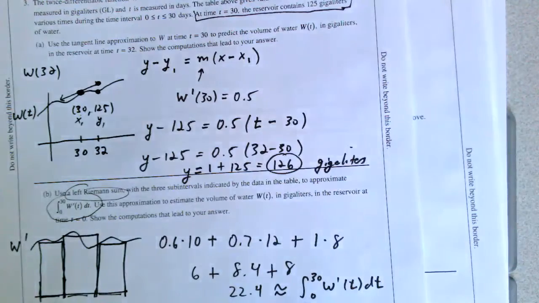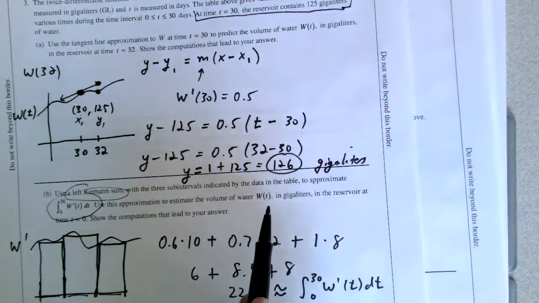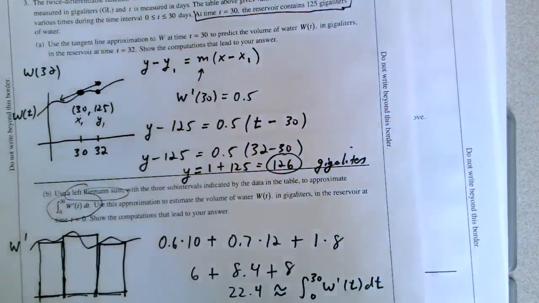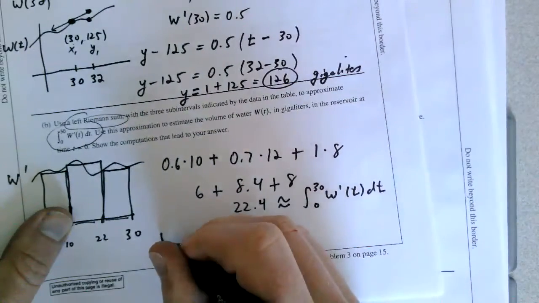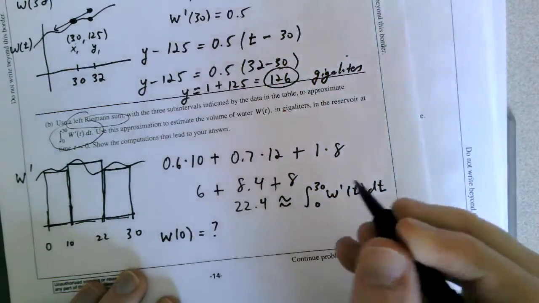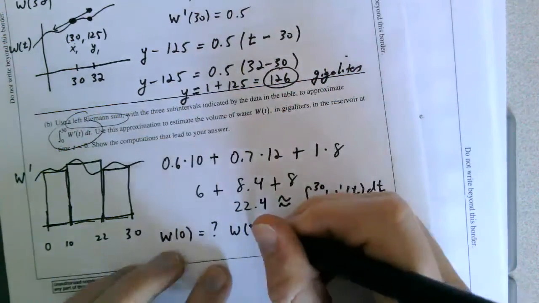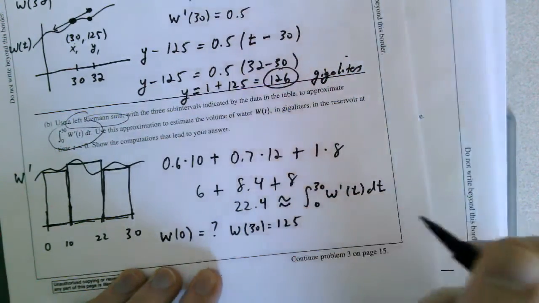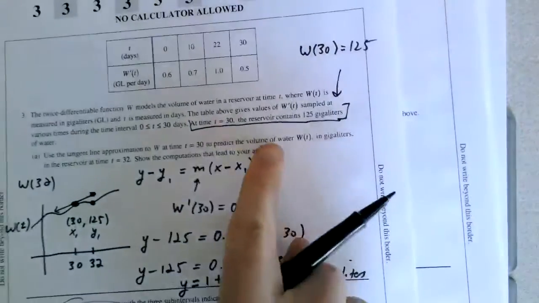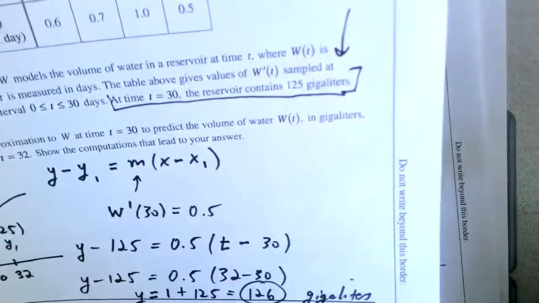Of course, that's actually not the answer to the question, because they say use that approximation to estimate the volume of water w of t in gigaliters in the reservoir at time t equals 0. So we want to approximate w of 0. How can you do that? Well, the idea here is, you know that w of 30 is 125. They tell you that at the beginning of the problem. The reservoir contains 125 gigaliters at 30 units of time, in 30 days, I guess it is.